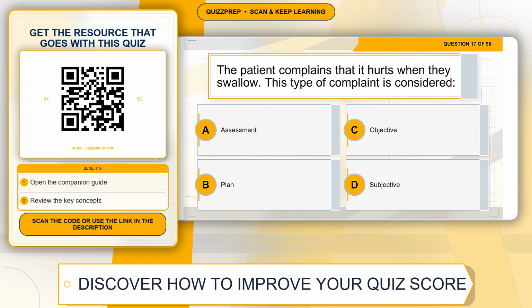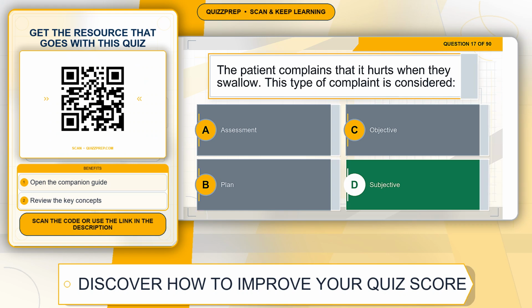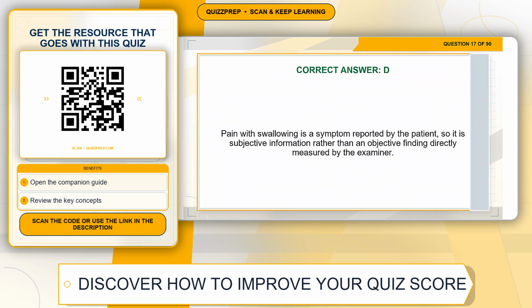Question 17. The patient complains that it hurts when they swallow. This type of complaint is considered option A, assessment. Option B, plan. Option C, objective. Option D, subjective. The correct answer is option D, subjective. Explanation. Pain with swallowing is a symptom reported by the patient, so it is subjective information rather than an objective finding directly measured by the examiner.